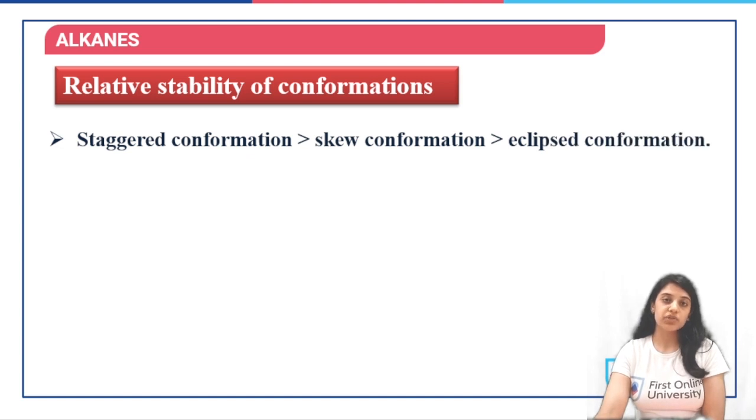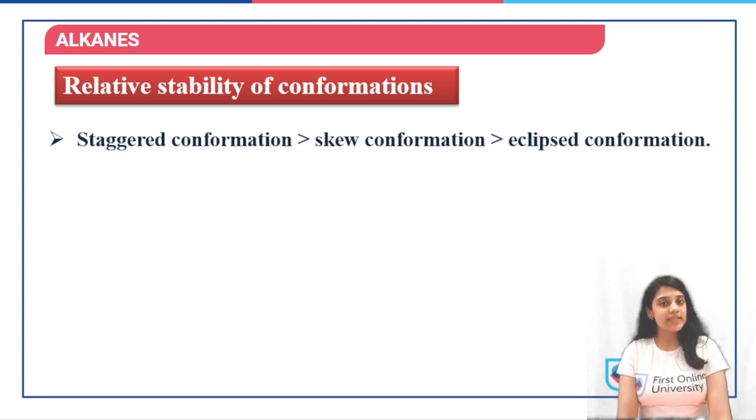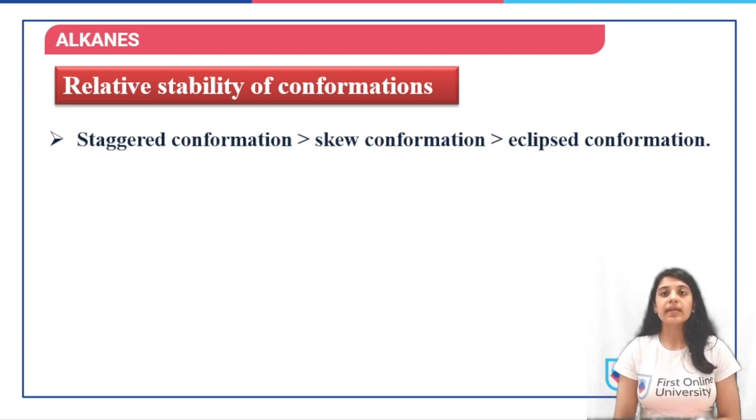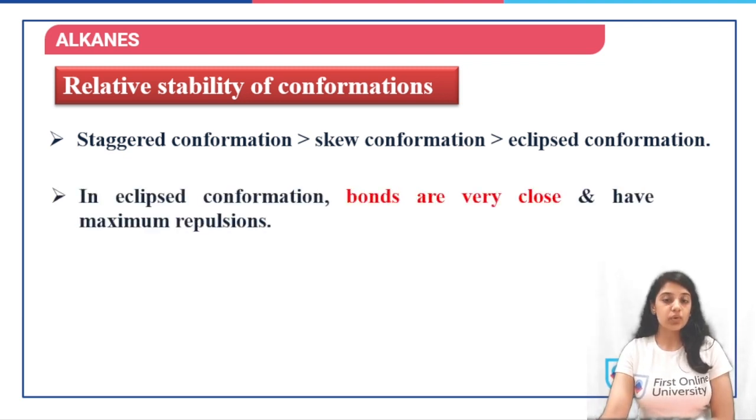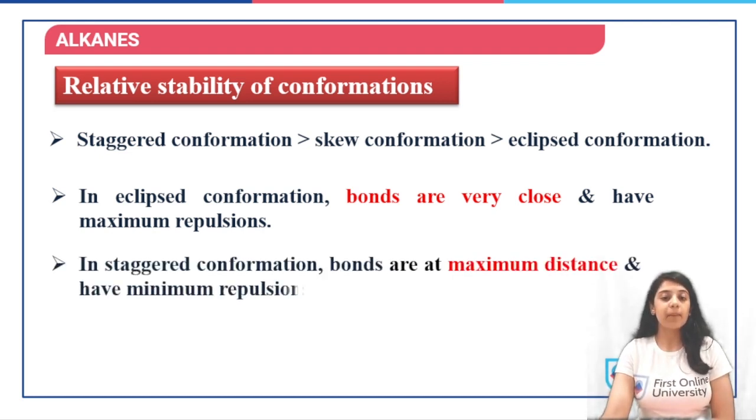Obviously, the staggered conformation is going to be the most stable because the hydrogens or any other groups that are attached to the two carbon atoms are going to be at maximum distance from each other. So they are going to be highly stable because there is going to be no repulsive interactions between them. And also there will be no steric hindrance from one or the other atoms to each other. Then comes the skew conformation, and eclipsed conformation is going to be the least stable. In eclipsed conformation, the bonds are very close to each other and therefore will have maximum repulsions. In staggered conformation, the bonds are at maximum distance and will have minimum repulsions.